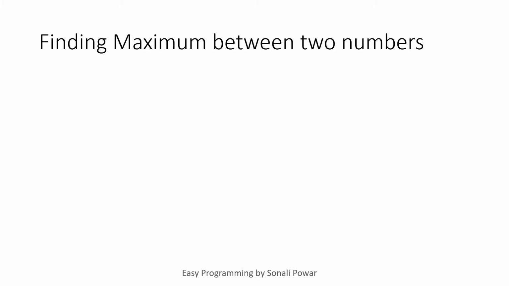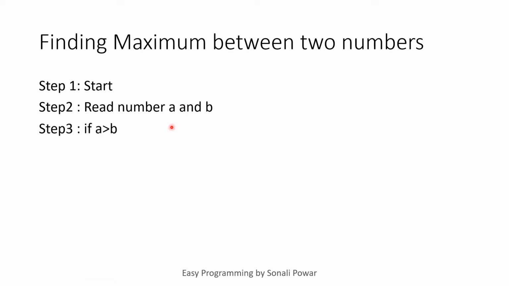Now the next example is finding the maximum between two numbers. Now see, in this example there are two inputs for the algorithm. As I said, the first step is start. Now what is the second step? Read numbers A and B. Here I just wrote A and B. You can give X and Y also, no problem, you can give any name. But read the two numbers, because I am going to find out the maximum between two numbers.